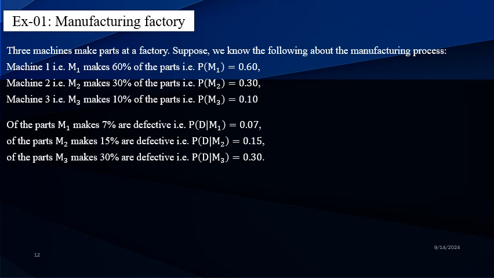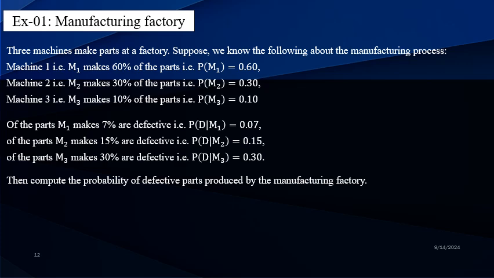That means it is all about dealing with defective products. You have to find the defective products and throw them out. You have to compute the probability of a defective item in that factory. If you don't know, it will be very difficult to run your business. So M1 is making 7% defective, that is a conditional probability: D given M1, the defective product made by machine 1. And probability of D given M2 is the defective product made by machine 2. This data is given to you. Your question is to compute the probability of defective parts made by the manufacturing factory.